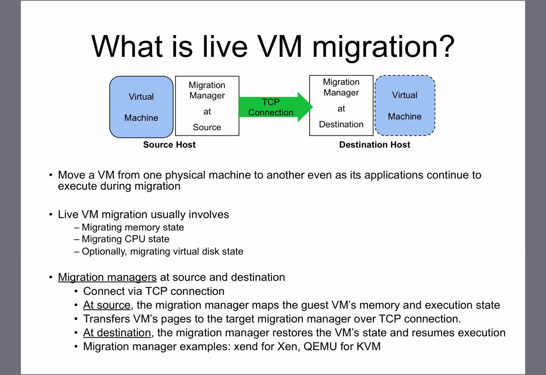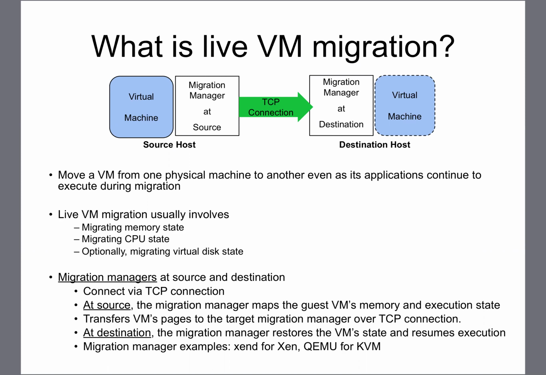And of all these three, the memory state is the biggest component of live migration, because VMs may have gigabytes of memory, and copying over all the memory state will usually take time. So most of these techniques differ in terms of how they migrate the memory state, because CPU and IO state are very little. They don't take as much time to migrate.